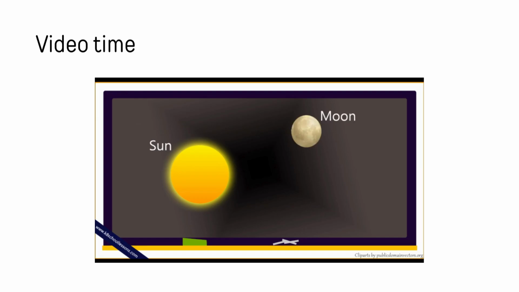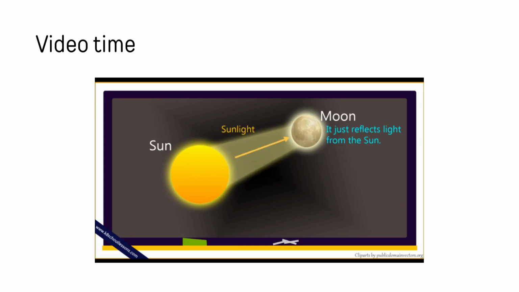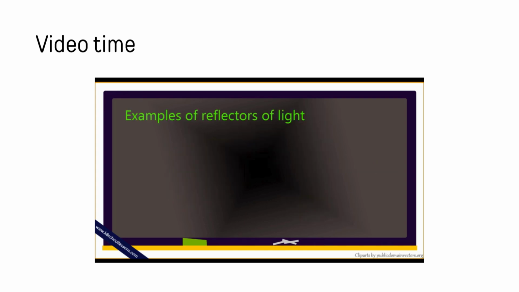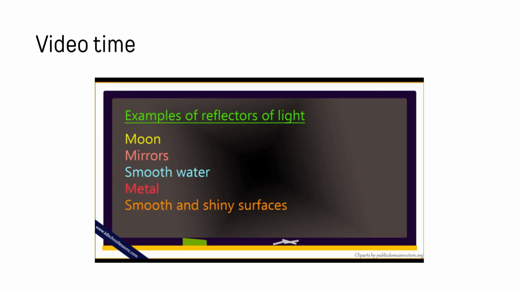Sun, moon. The moon doesn't emit its own light, but it shines brightly at night because it takes sunlight during the daytime and reflects it at night. So we who are on Earth see this reflected sunlight from the moon at night. Examples of reflectors of light: moon, mirrors, smooth water, metal, and smooth and shiny surfaces.